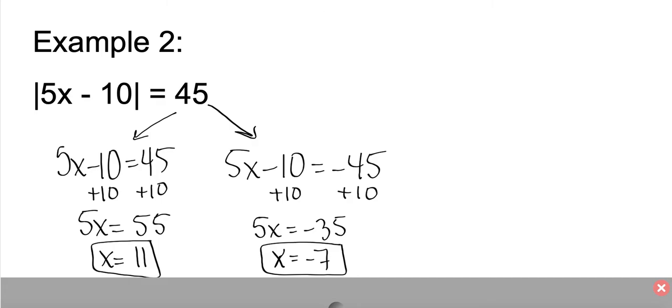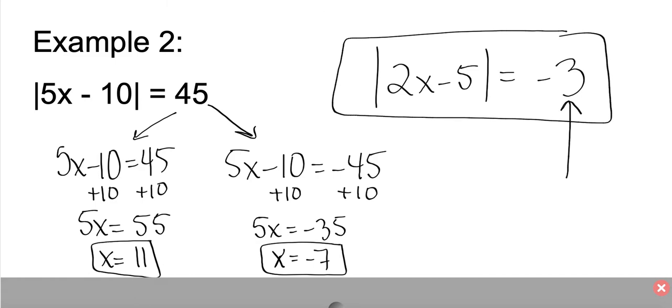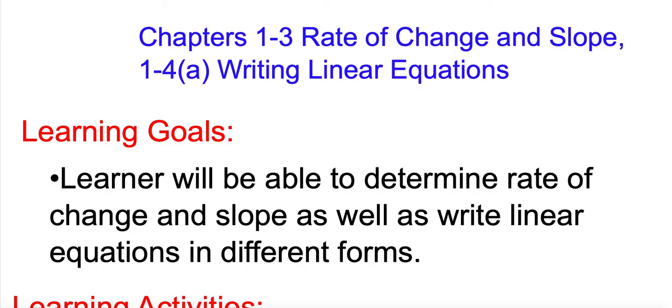Okay? So now occasionally you could run into some questions like this where we have maybe like 2x minus 5, the absolute value of that is equal to a negative 3. When we do run into something like this, you should ask yourself right away, does that make sense? Can I have an absolute value equal to a negative number? The answer is no. So when you run into something like that, the automatic answer is no solution. Okay? So those are the absolute value concepts that we were looking at before we get to here.